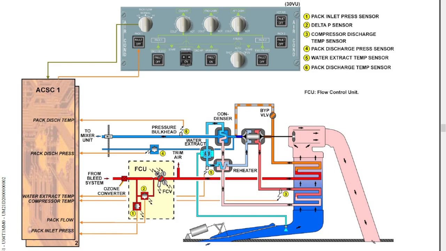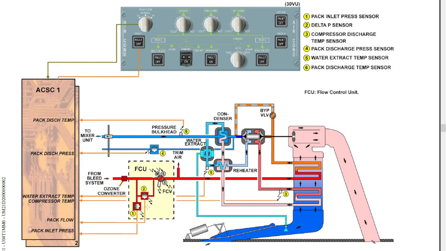Okay, when this pressure sensor senses that the inlet pressure is less than the threshold value, it will signal it to air conditioning system control computer 1. So air conditioning system controller 1, that is for pack 1, when it receives that signal, will open the bypass valve more to protect the air cycle machine here. So if you have less pressure air going to the system, the compressor will have to work very hard to give the required amount of pressure and temperature to the airflow which is passing over it. So it will have to work harder. So to prevent that, the bypass valve will open more, and so it will bypass the air.